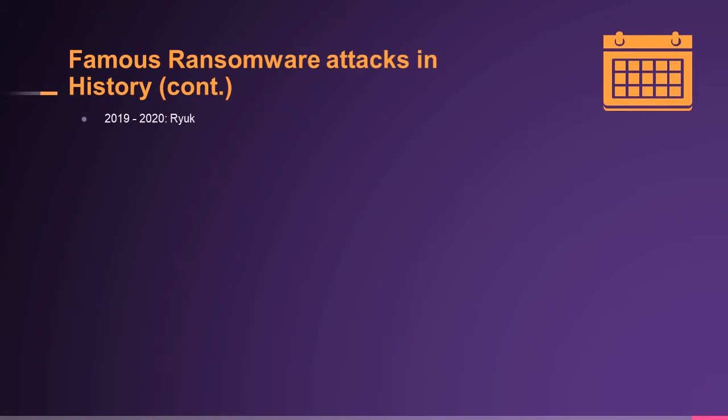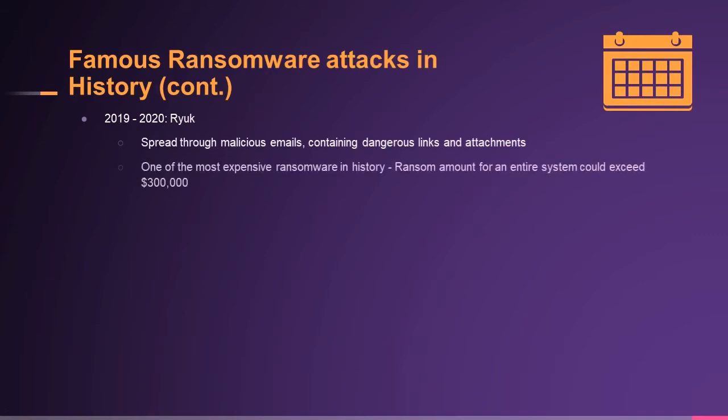Now I'm going to be going over the 2019 to 2020 REvil attack. This was similar to the WannaCry attack. It spread through malicious emails that contained dangerous links and attachments. This was also one of the most expensive ransomwares in history. A single ransom amount could exceed $300,000 from this ransomware. It also cost over $60 million in damages worldwide.